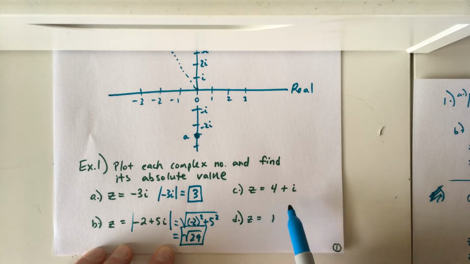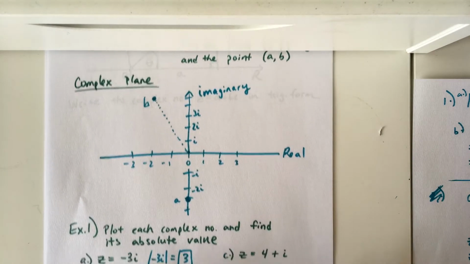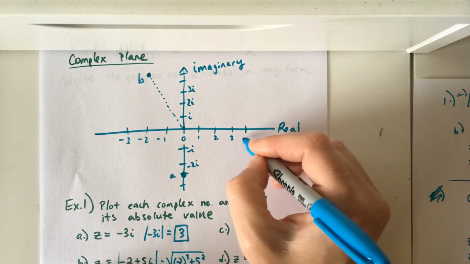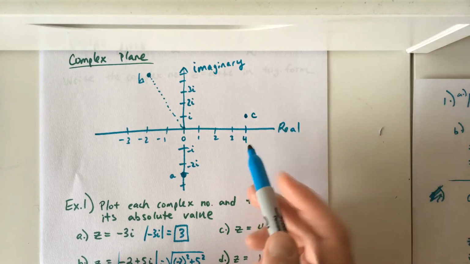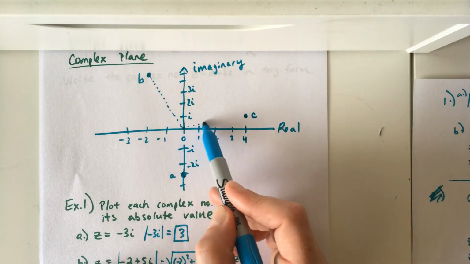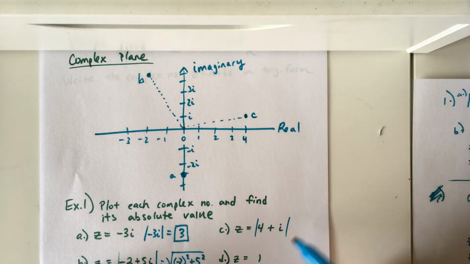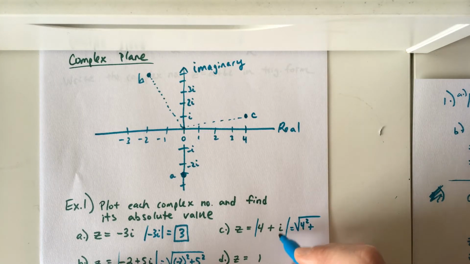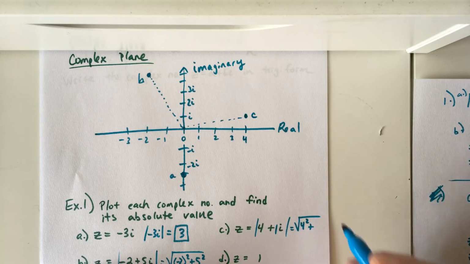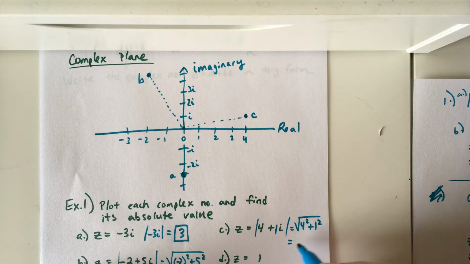The next complex number, 4 plus i, well, we have 4 as the real part and 1i as the imaginary part, so we can plot point C right here. And again, if we want to think about the absolute value of 4 plus i, we can think about the Pythagorean theorem, or the square root of a squared, 4 squared, plus b squared. In this case, b is implied 1, and 4 squared is 16, plus 1 squared is 17, so we've got the square root of 17.